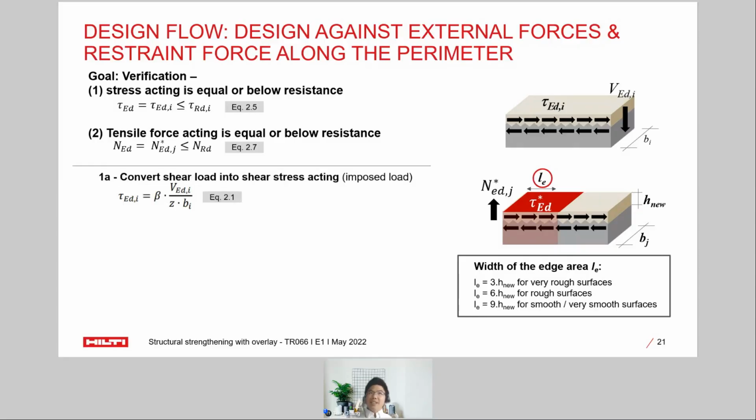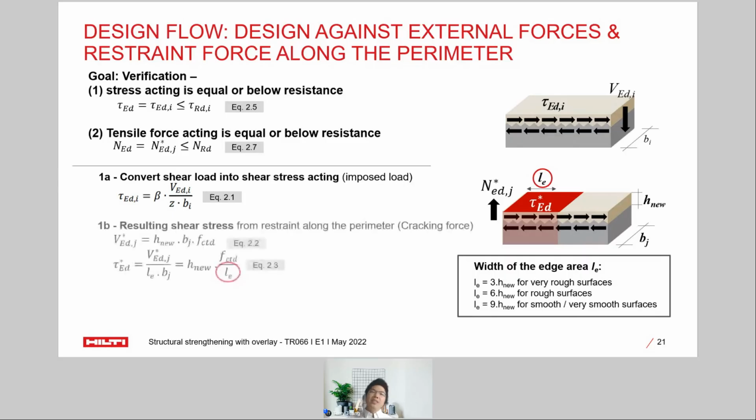So let's now focus on part number one, which is again trying to verify that the acting shear stress is equal to or below the resistance. First, exactly the same formula that we consider in the first part, considering the external forces. Here we again convert the shear load into the acting shear stress. Here we use the same formula, but the additional part is 1b, where we also need to calculate the resulting shear stress from restraint along the perimeters.